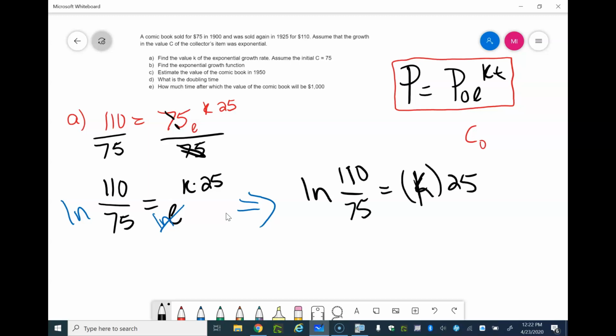In order to get K by itself, we're going to divide both sides by 25 now. So divide this side by 25, and divide this side by 25. And then we're going to put all this in the calculator. This is the answer, and our ending result is going to give me what K is equal to. So let's do that all in the calculator.